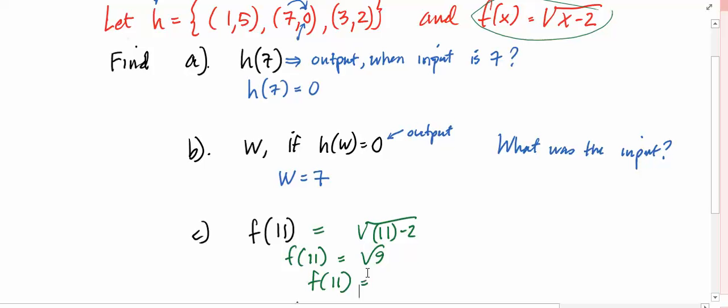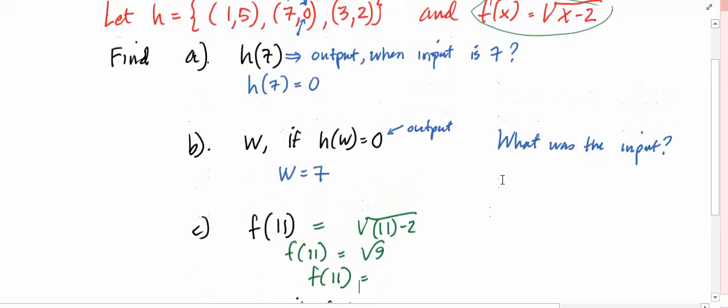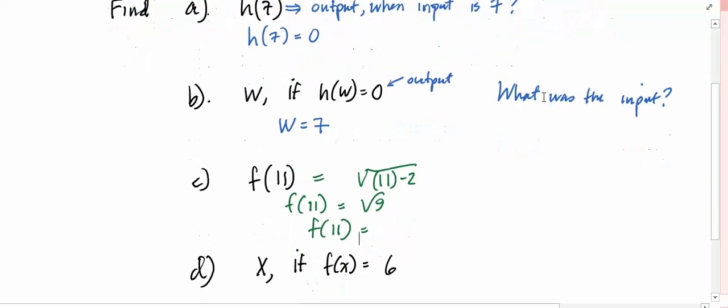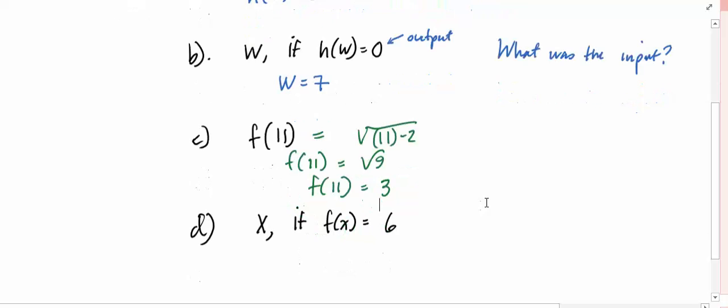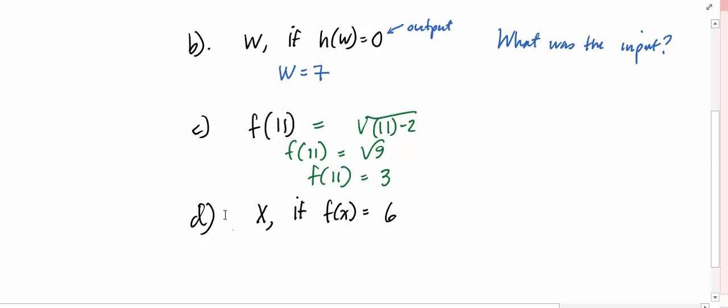Now remember, I can't put a plus or minus because they already had the radical there, and it didn't have a plus or minus already on it. So this is going to be the non-negative version. It's going to be a positive 3. So pretty simple there.